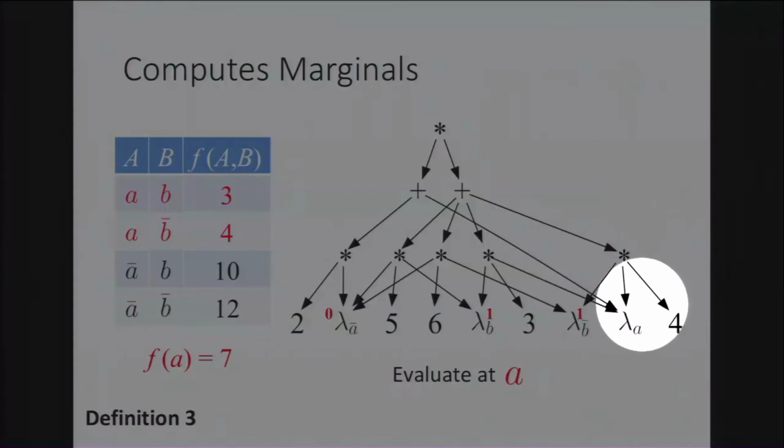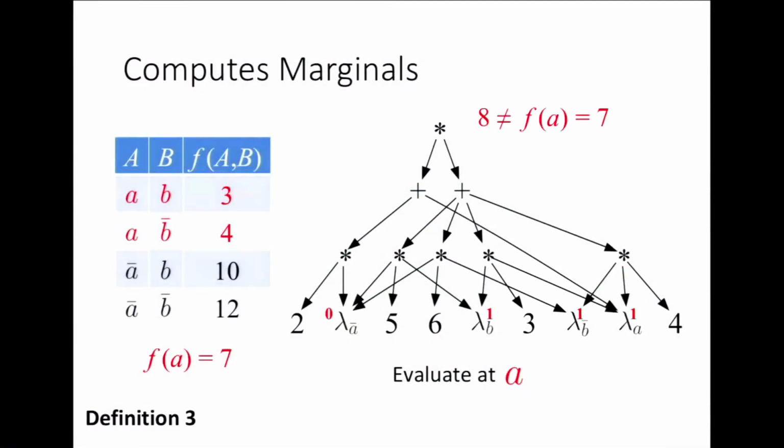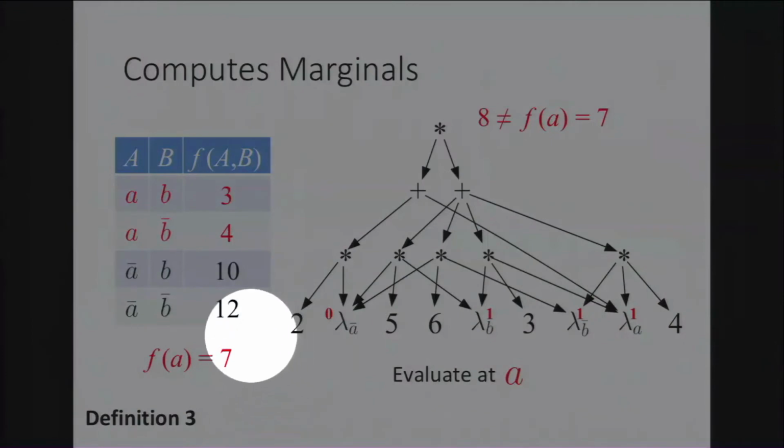Oh, I'm missing a 1 here. This would be a 1, and this is 0, and these both are 1. If you evaluate, what do you get? You get an 8. This is not 7, which is what this factor assigns to A is true. The marginal, according to this factor, for A is true is 3 plus 4, which is 7, correct?